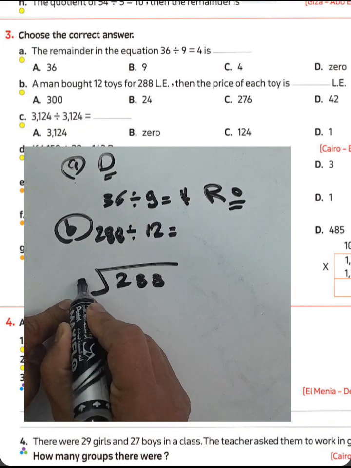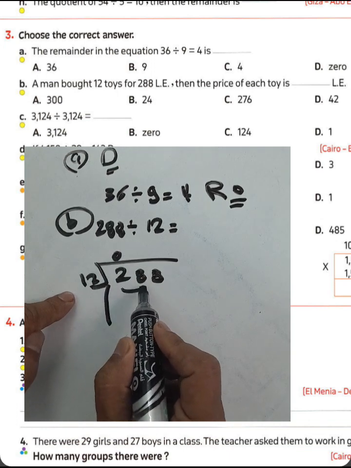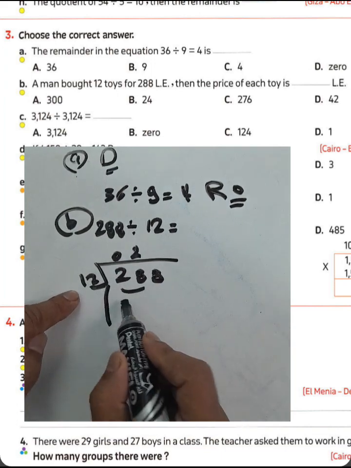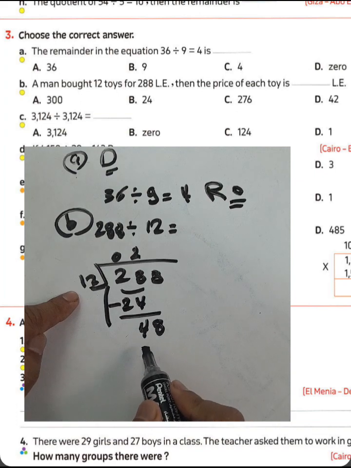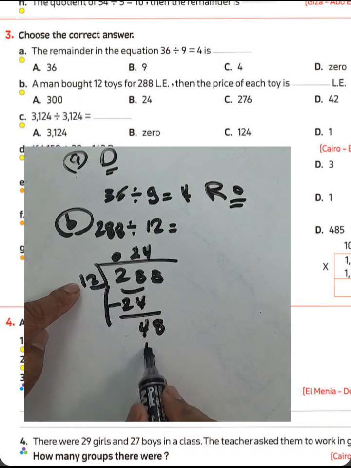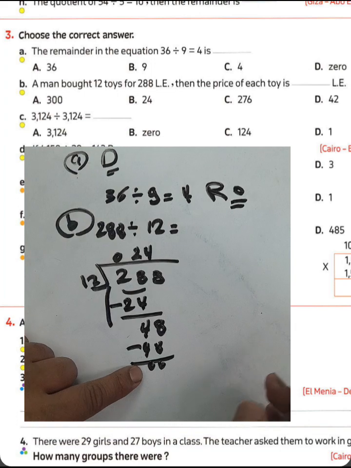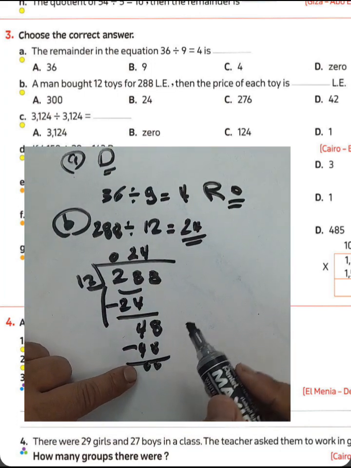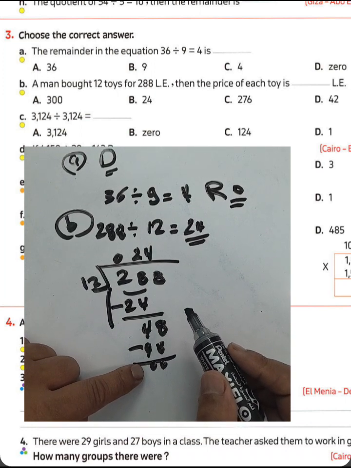288 divided by 12. 2 divided by 12 we can't do it, put 0. And 28 divided by 12 equals 2. 2 times 12 equals 24. And the difference between the two numbers here is 4. Then drop the next digit here, 8. 48 divided by 12 equals 4. Because 4 times 12 equals 48. And then the difference between the two numbers here is 0. So we have no remainder here. Then the result will be 24. Choose letter B. The price of each toy is 24 Egyptian pounds.